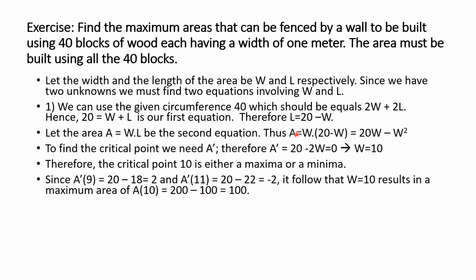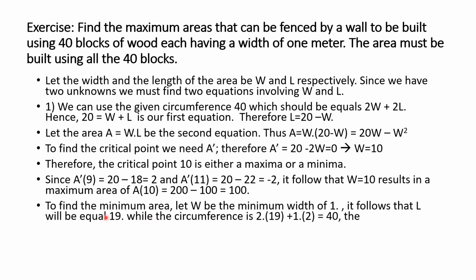You just plug in here for the area. 20 times 10, that's 200, minus 10 squared, that's 100. That's going to give us the area of 100. So 100 is the maximum area that we can get out of the 40 blocks. Obviously, that is the maximum area we can get. Let's take a look at the minimum area we can get. Since we cannot use half a block, the minimum width could be equal to 1. So let's figure out the area and the circumference when we have W equal 1.